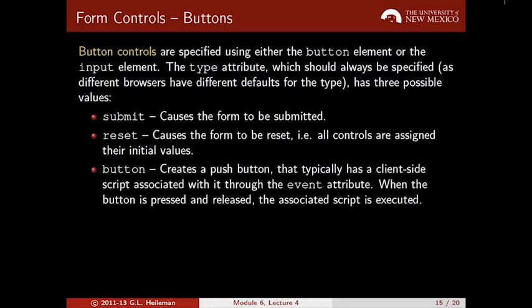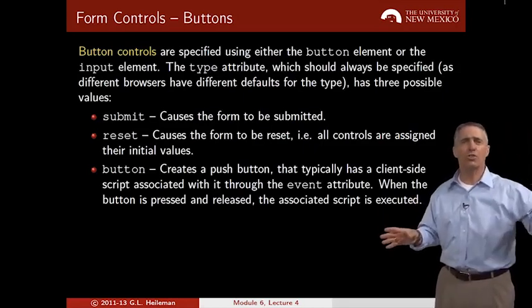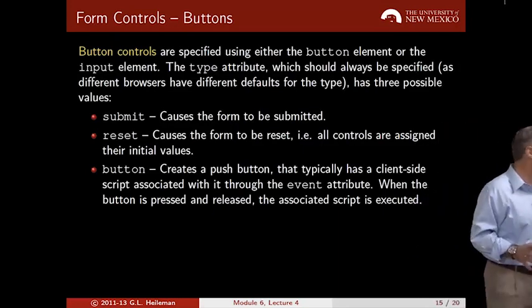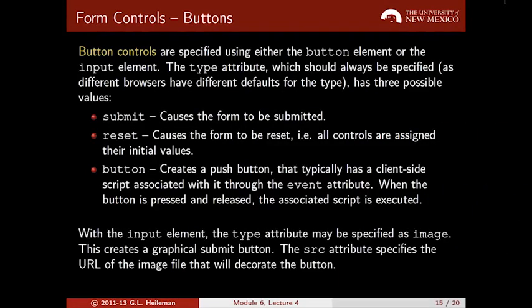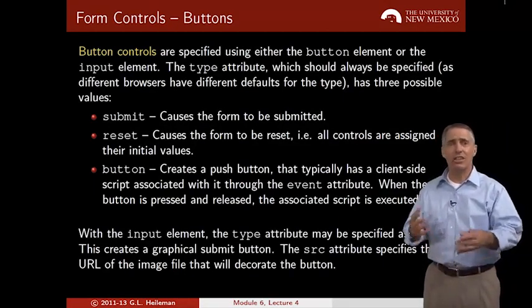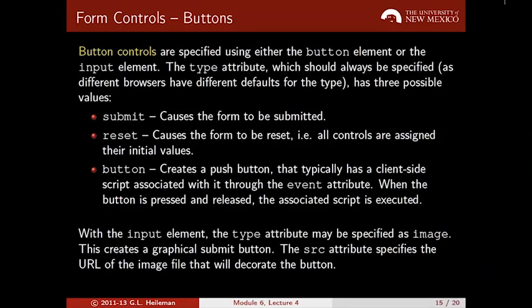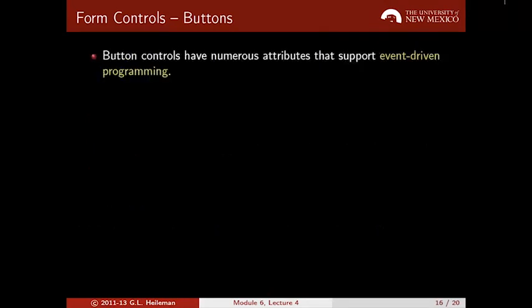And then you can just use button to create a push button, and typically you associate some client-side script with this button. So when it's pressed, some JavaScript is executed. We'll look more at that in a later lecture. Now, with the input element, the type attribute can be specified as an image, and you've probably seen this on certain web pages where the button itself is an image, or you put an image inside of a button. This allows you to create a graphical submit button, and the source attribute as part of this HTML element can be a URL that points to a particular image file, and this can be used to decorate the button if you want to get a little fancy.